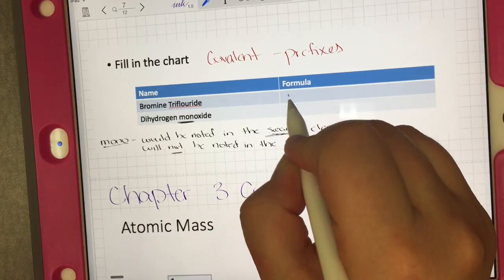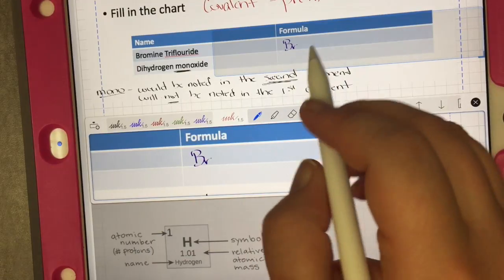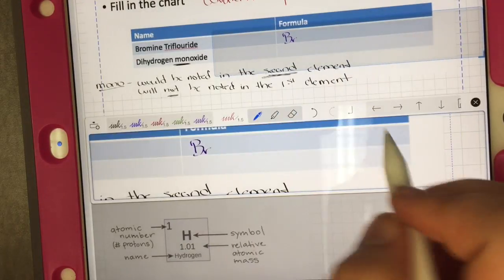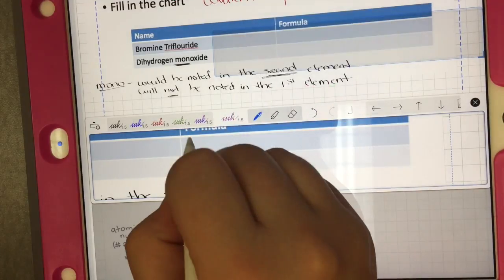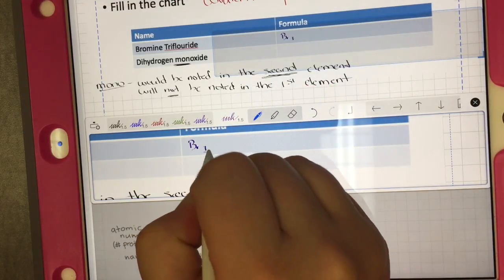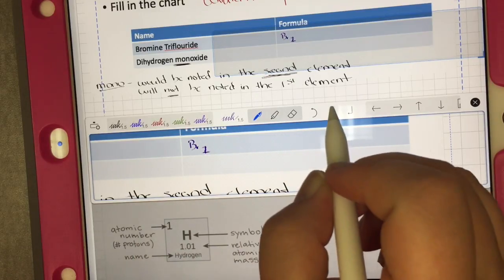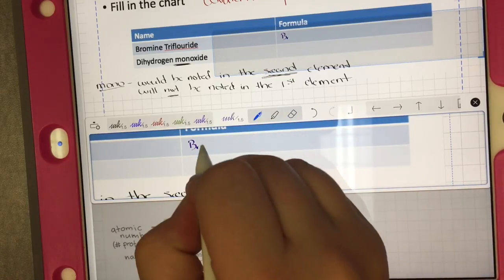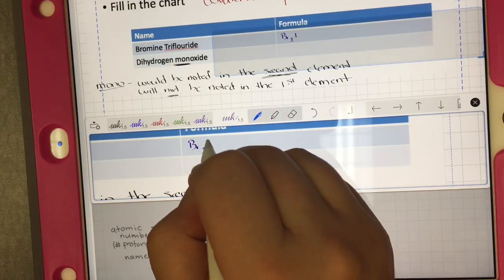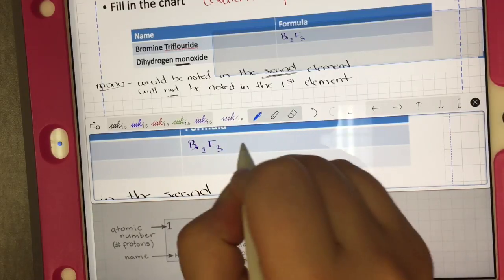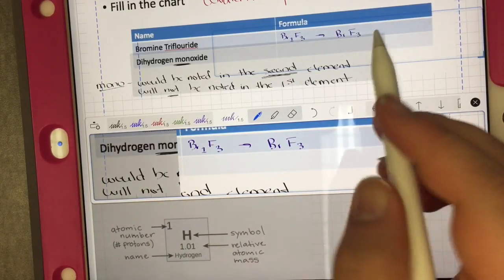So we're going to say Br1, right? We don't have to write the 1, but I'm just writing it for clarity. And then we're going to have trifluoride. Tri means 3, so we're going to have 3 fluorines. So BrF3.